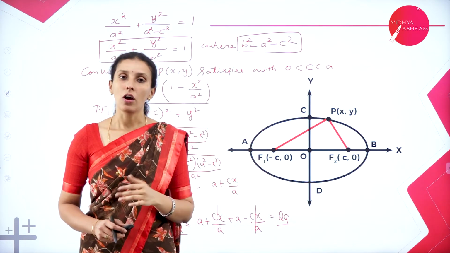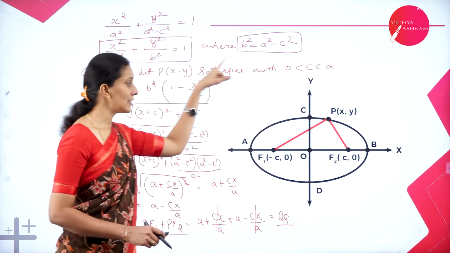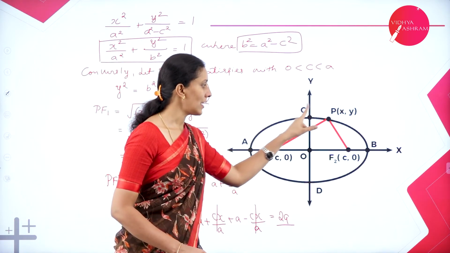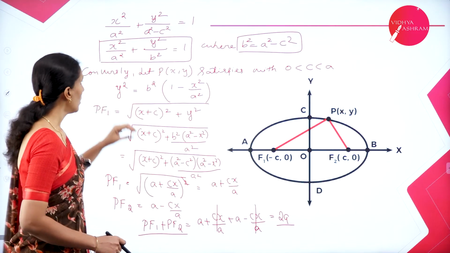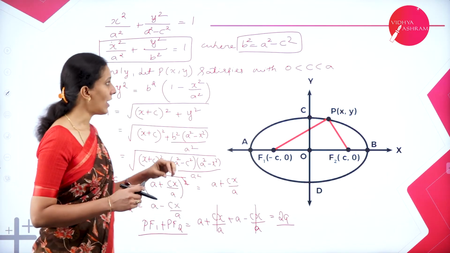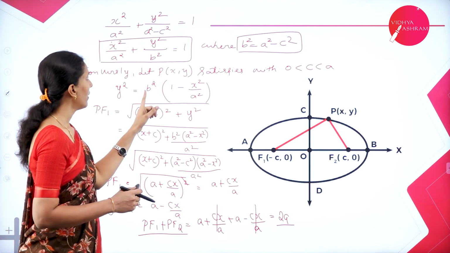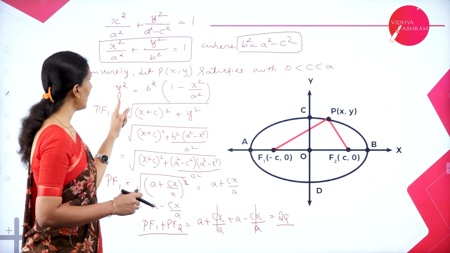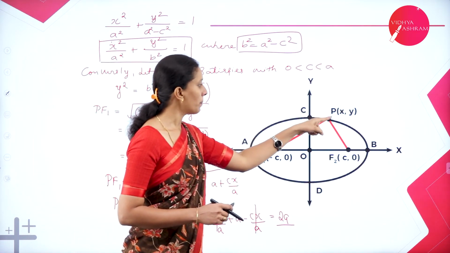Now let us prove the converse part. Let us assume that this point satisfies the standard equation. Now let us prove that the constant distance from the two foci will be equal to 2a. For that, consider the standard equation and find only the value of y square. To find the value of y square, move x square by a square to the right hand side, then multiply with b square.